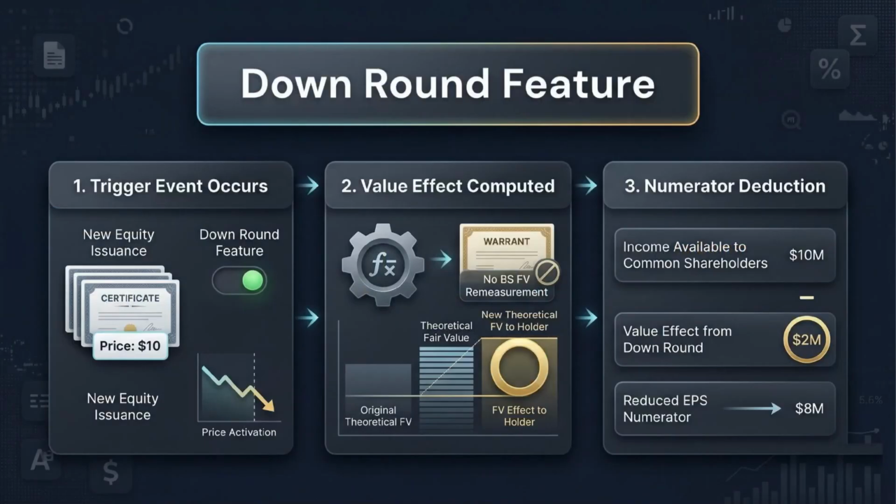Now we move to down round features. A down round feature usually protects the holder of a convertible instrument or warrant by lowering the conversion or exercise price if the issuer later sells equity at a lower price. When an equity classified down round feature is triggered, the value effect of that trigger reduces income available to common shareholders for basic EPS. This is a numerator adjustment, not a denominator adjustment.